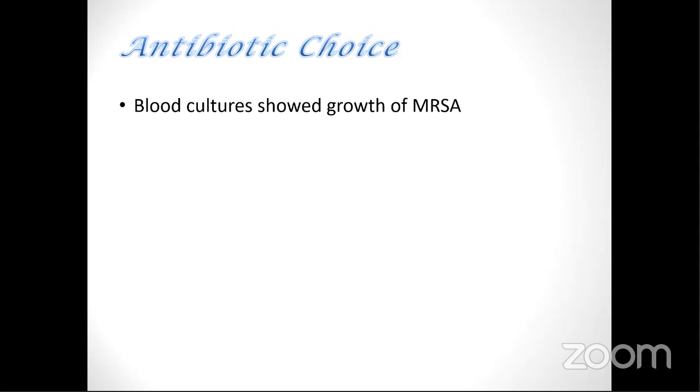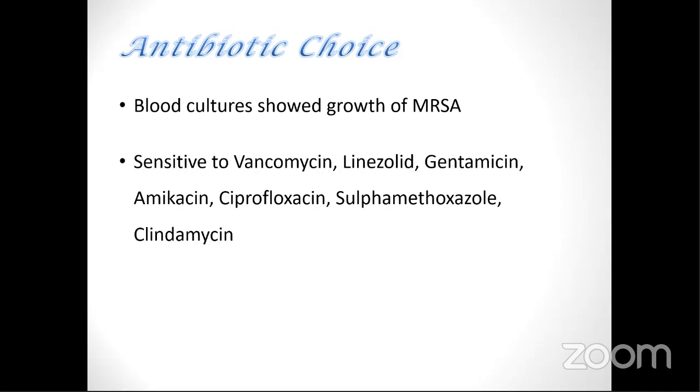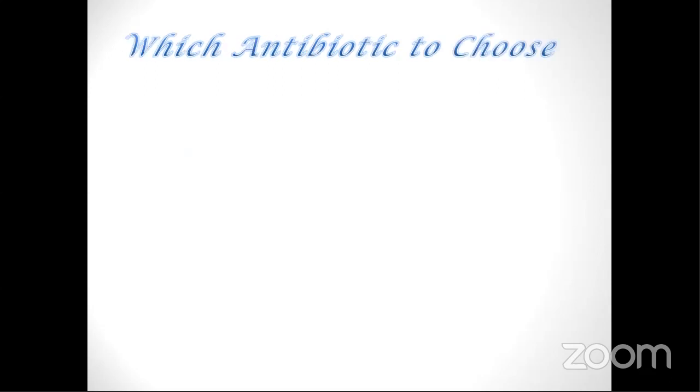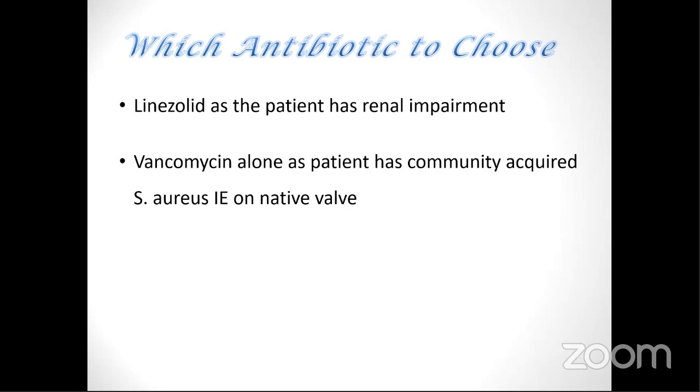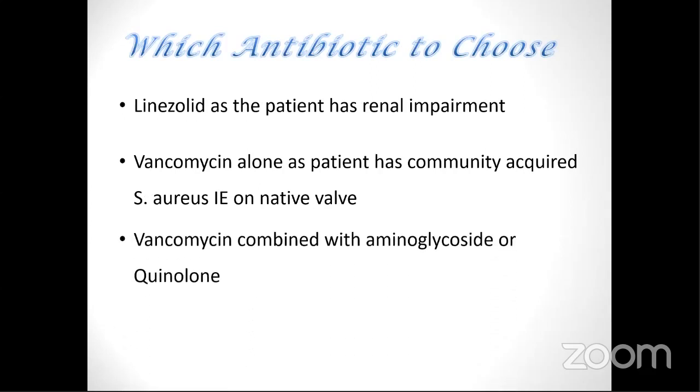If you look at the antibiotic choice, his blood culture showed growth of MRSA, methicillin-resistant Staph aureus. It was sensitive to vancomycin, Zyvox, linezolid, gentamicin, amikacin, ciprofloxacin, sulfa, and clindamycin. Which antibiotic should we choose? Linezolid, as the patient has renal impairment. Vancomycin alone, as the patient has community-acquired Staph aureus on a native valve. Or vancomycin combined with aminoglycosides or quinolone.